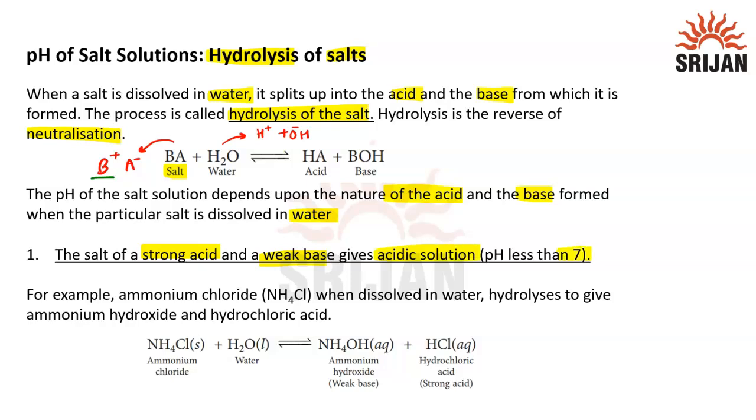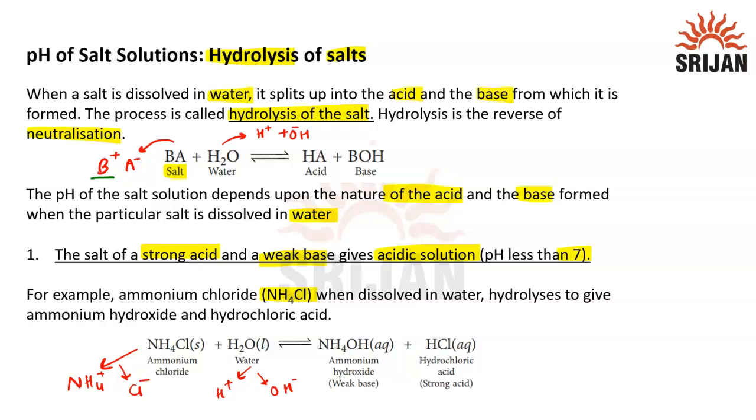an acidic solution, which is pH less than 7. Suppose we have a salt which is ammonium chloride. Whenever we dissolve it, H positive and OH negative from water will be there. So this H2O will give us H positive and OH negative. Similarly, NH4Cl gives us NH4 positive and Cl negative. Now they will form HCl and NH4OH.